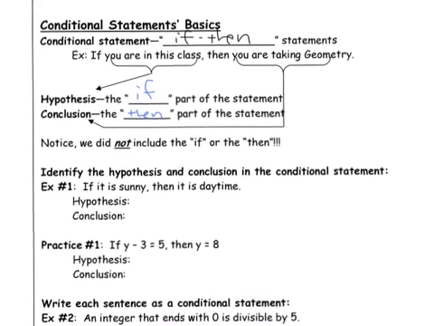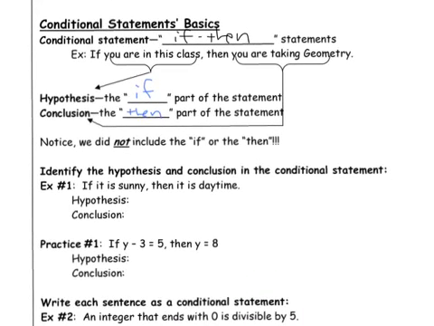So, for example, if I was to identify the hypothesis and the conclusion, I'm just going to color code this. Let's make the hypothesis blue, conclusion red. The hypothesis would just be, it is sunny, and the conclusion would just be, it is daytime.